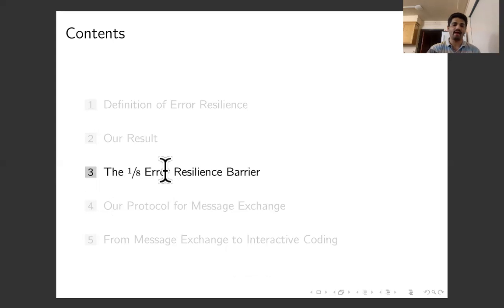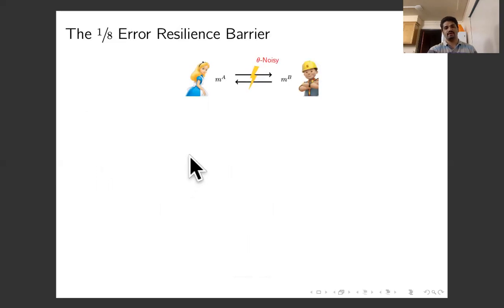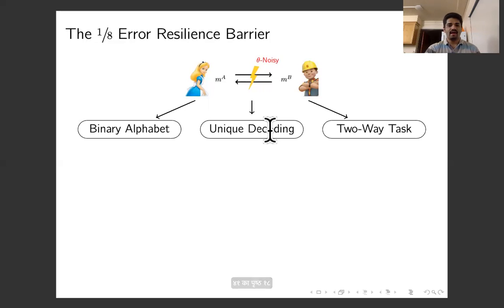Why is 1/8 a barrier for protocols? And the reason is the following. You have this message exchange task where Alice has MA, Bob has MB, and they want to exchange these messages. And this message exchange task has 3 properties. And it turns out that each of these 3 properties corresponds to losing a factor of half in the error resilience. So the 1/8 number is actually achieved by half from binary alphabet, half from unique decoding, and half from the two-way task. Let's see why.